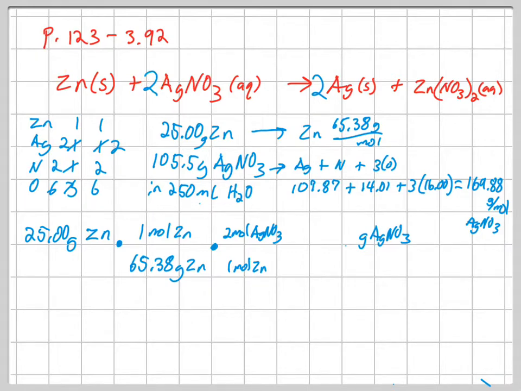So back here, then we would have moles of silver nitrate, but we don't need moles of silver nitrate to make our comparison. We need grams of silver nitrate. So from here, I'm going to multiply that out. We're going to have 1 mole of silver nitrate, AgNO3, and the mass of that is, from up here, 169.88.